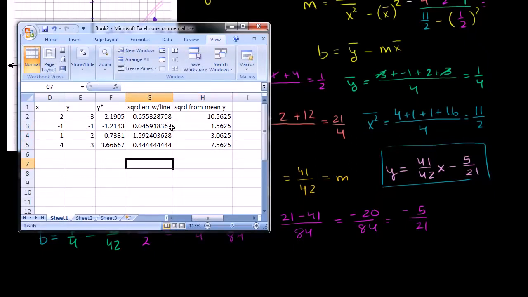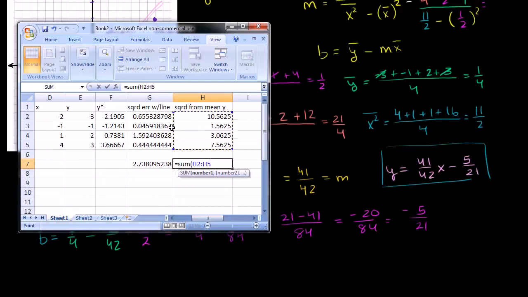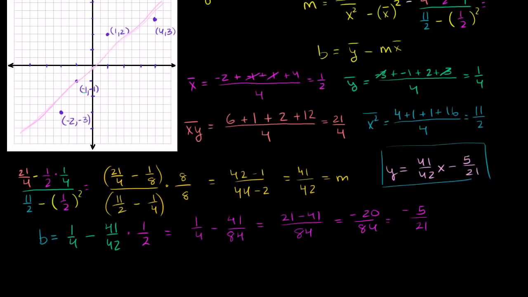So what is the total squared error with the line? Let me just sum this up. The total squared error with the line is 2.73. And then the total variation from the mean, the squared distances from the mean of the y, are 22.75. So let me be very clear what this is.